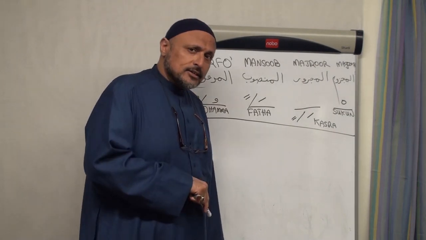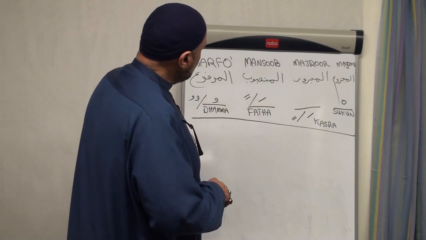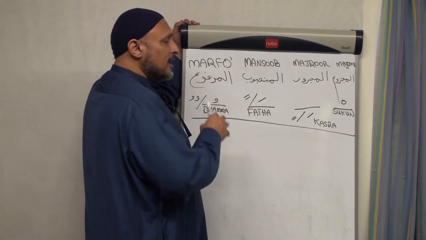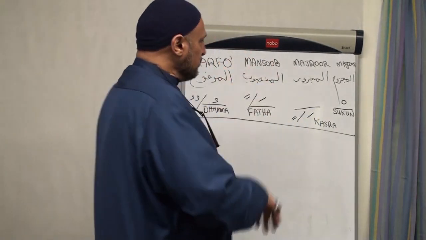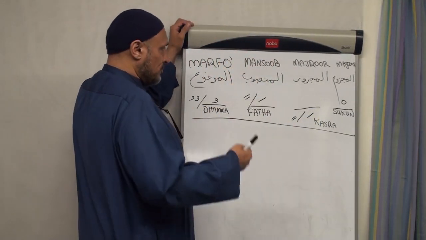Okay, so let's come back and see what we did last time. Last time we said the Arabic word is either mabni, fixed, the end sign does not change, or mu'rab, changeable. So it could have end signs that change, dhamma, fatha, kasra, depending on the grammatical position. Let's come now and go further.